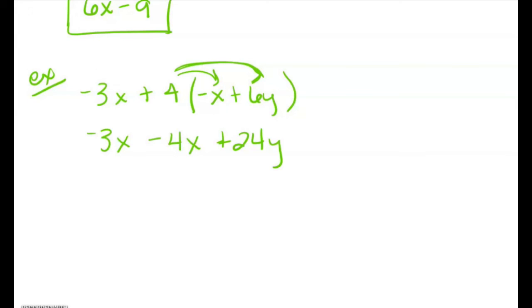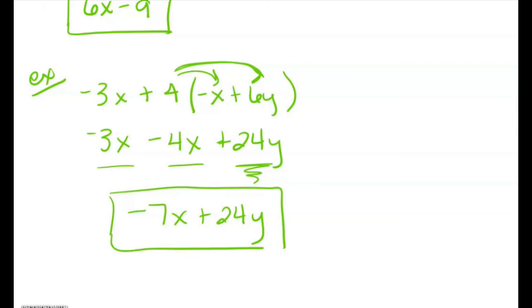Now notice I don't have any constants in this expression. I have a couple of like terms. But then this last term doesn't have a partner, so he'll just come in at the end. So negative 3 minus 4 would give me a negative 7x. And then he doesn't have a partner, so 24y is just going to have to come in for the ride at the end. And that is the simplified algebraic expression here.